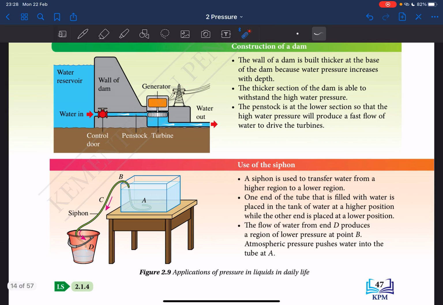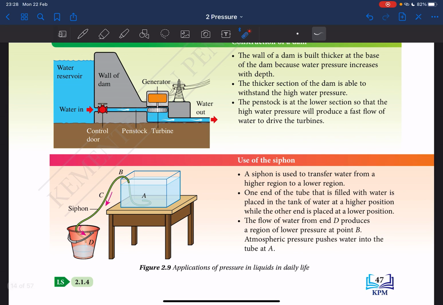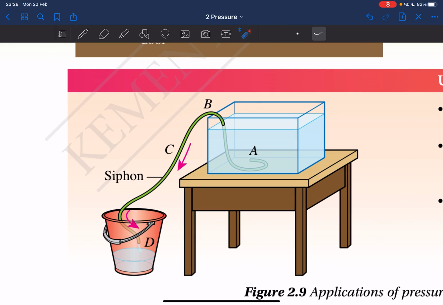Next, using the siphon. So we know that the siphon is used to transfer water from a higher region to a lower region. How does this thing work? Here's how. So first thing first, you fill the tube with water. Okay? Then you put it here like this. What happens is, initially you close the end of the siphon, but the moment you release your finger, gravitational acceleration will start pulling the water downward.